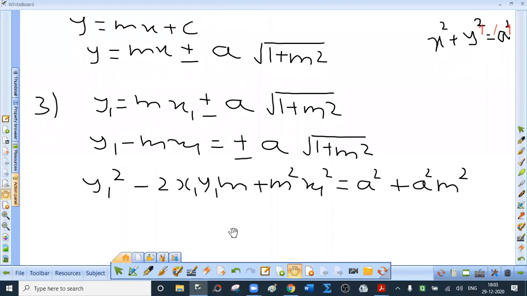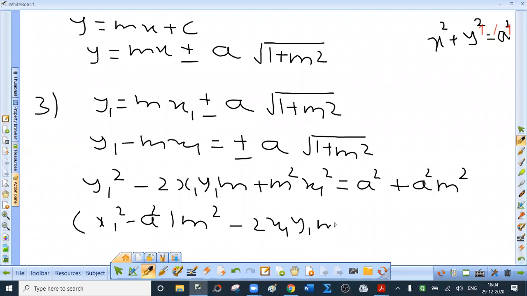You have to use common sense. When can we say that two tangents? When we get two values of m. Two values of m means our aim should be to obtain a quadratic equation in m. I will write this directly. See, x1 square minus a square, m square, minus 2x1 y1 m, plus y1 square minus a square equal to 0. This is not at all difficult.